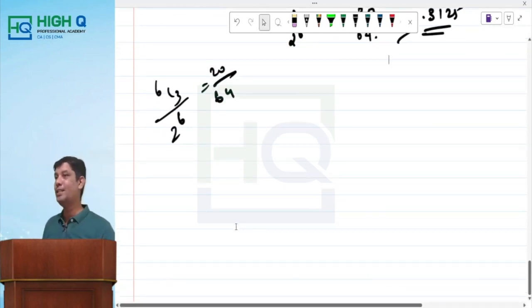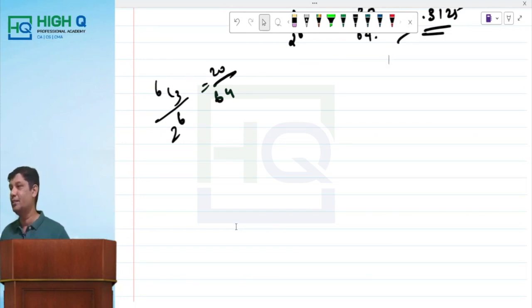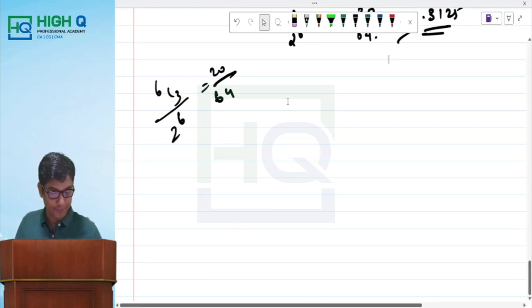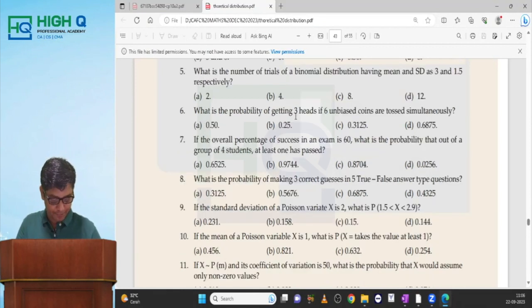If 10 coins are tossed, find the probability of getting 7 heads. 10C7 divided by 2 power 10. Next.